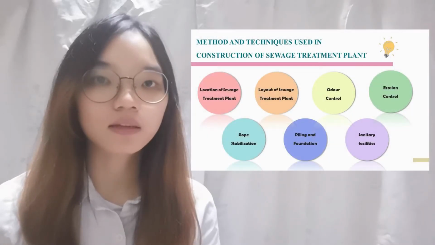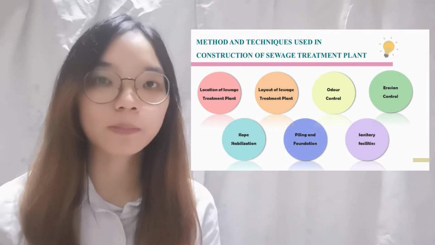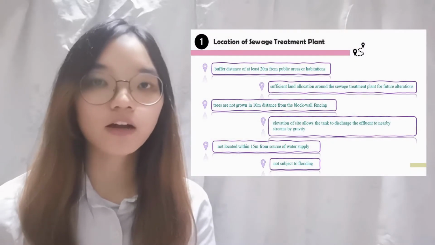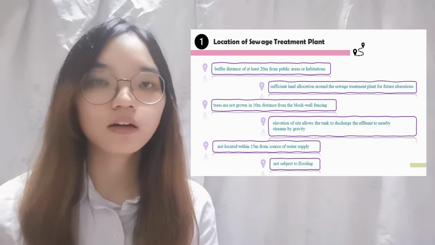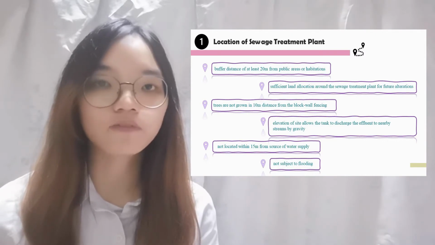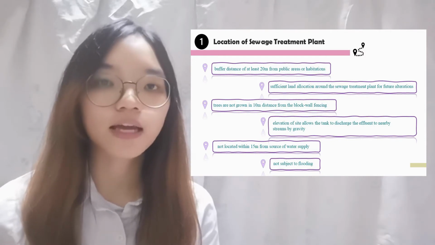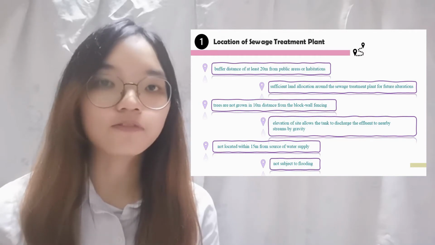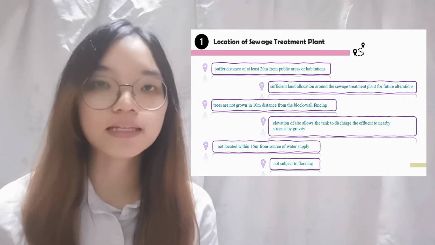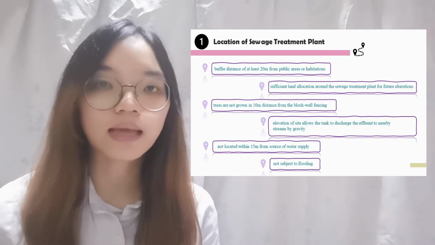The methods and techniques used in construction of sewage treatment plants will be discussed in 7 aspects. The first one is location of the site. The location of the sewage treatment plant should keep a buffer distance of 20 meters from public areas and habitations. Sufficient allocation of land around the plant is allowed for future expansion. It is also important to make sure that there is no tree grown within 10 meters of the brickwork fencing.